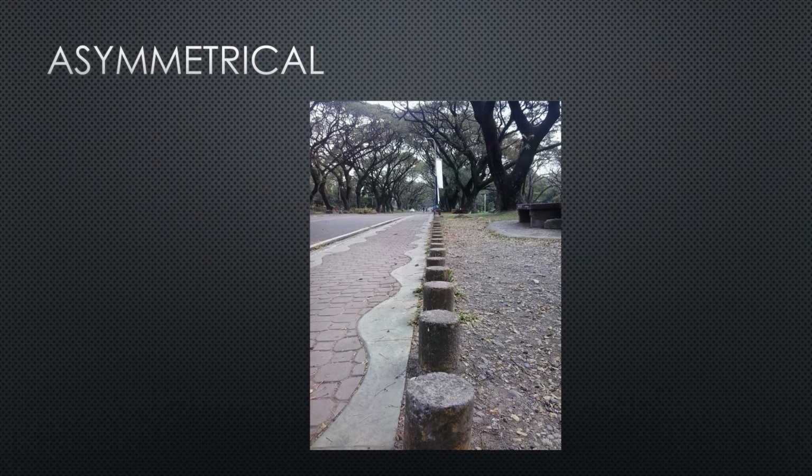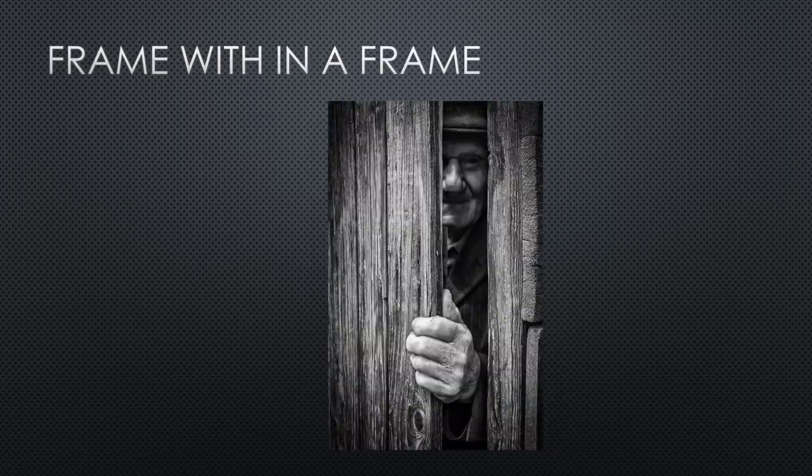Here's an asymmetrical shot where we're looking right down these barriers to keep the cars out, but you've got the sidewalk on one side and a pathway of rocks and dirt on the other side. So that would be asymmetrical. Even though it's got a dividing line to it, they're different aspects on both sides of the image.